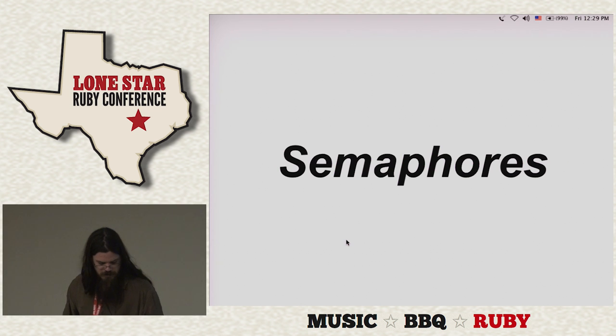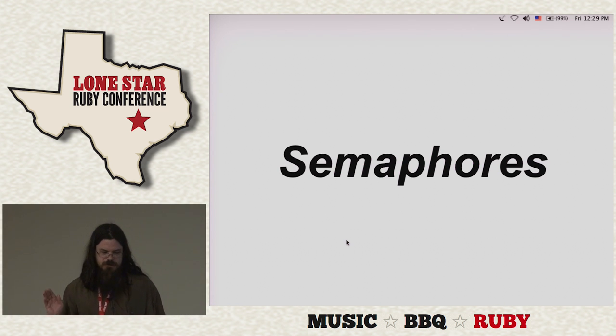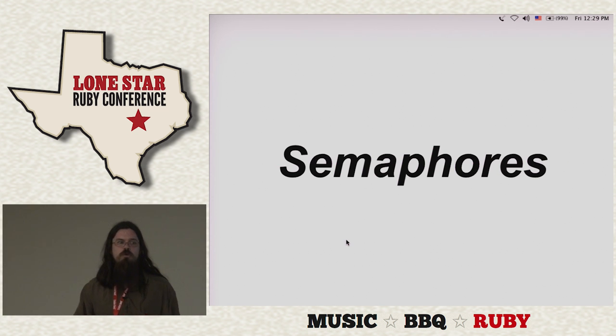So I've talked about some low-level, not recommended communication mechanisms. I'm going to talk about some higher-level mechanisms. First of these is semaphores. Semaphores are a pretty important mechanism. Semaphores are basically a lot like signals, except that they have state. They remember if they've been sent or not. So they don't have that forgetting problem that you get with signals.